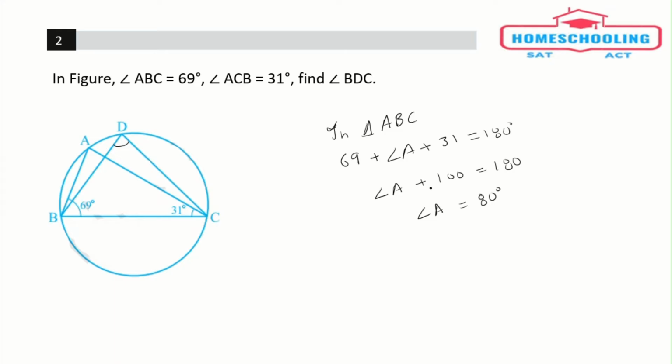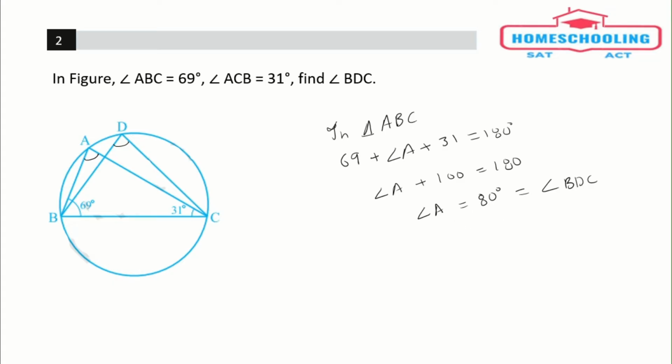As we have read in the properties, the angles subtended by the same chord would be the same. So this is a common chord BC, and the angles subtended by chord BC are angle A and angle D. So angle A and angle D would be the same. From this property, angle BDC is also equal to 80 degrees.